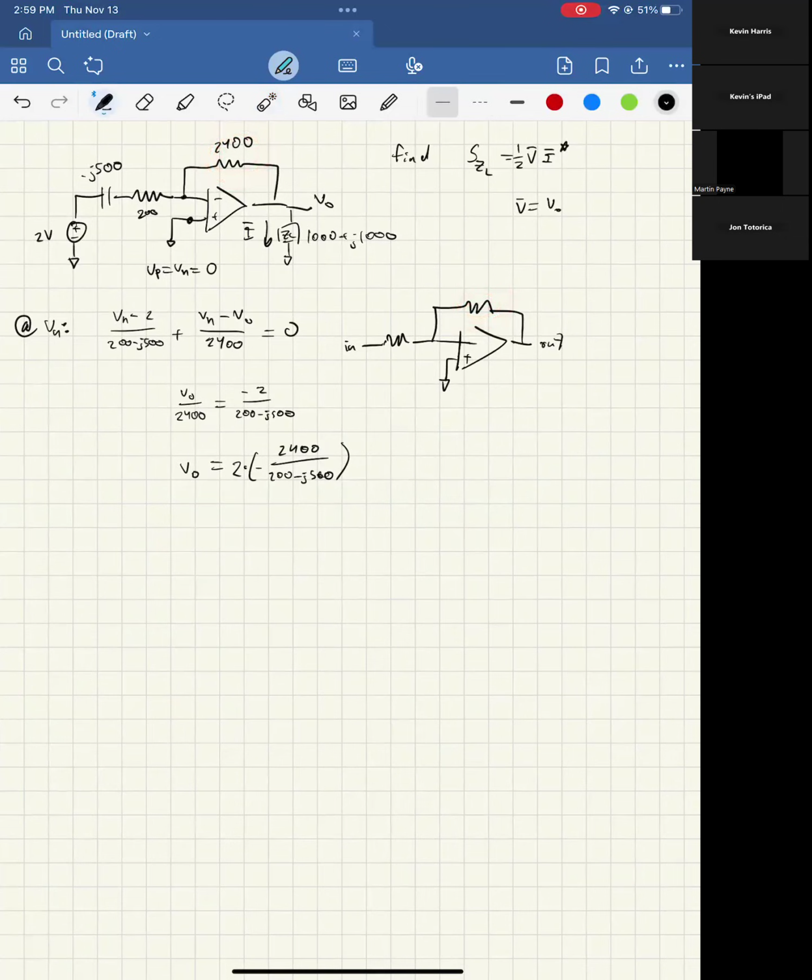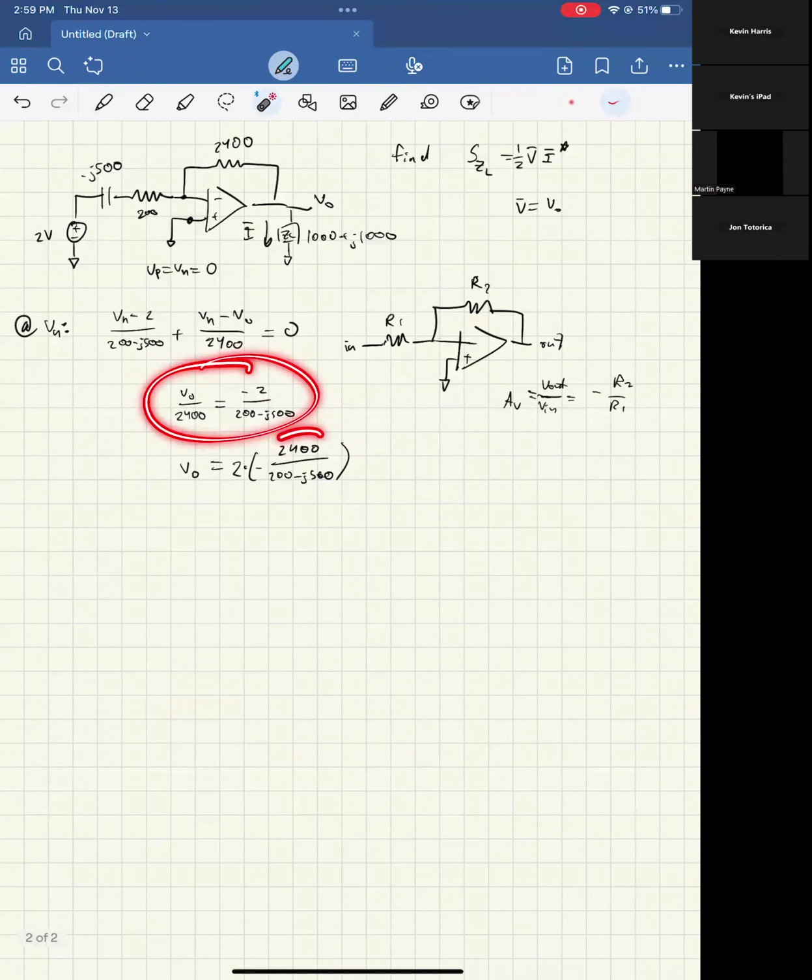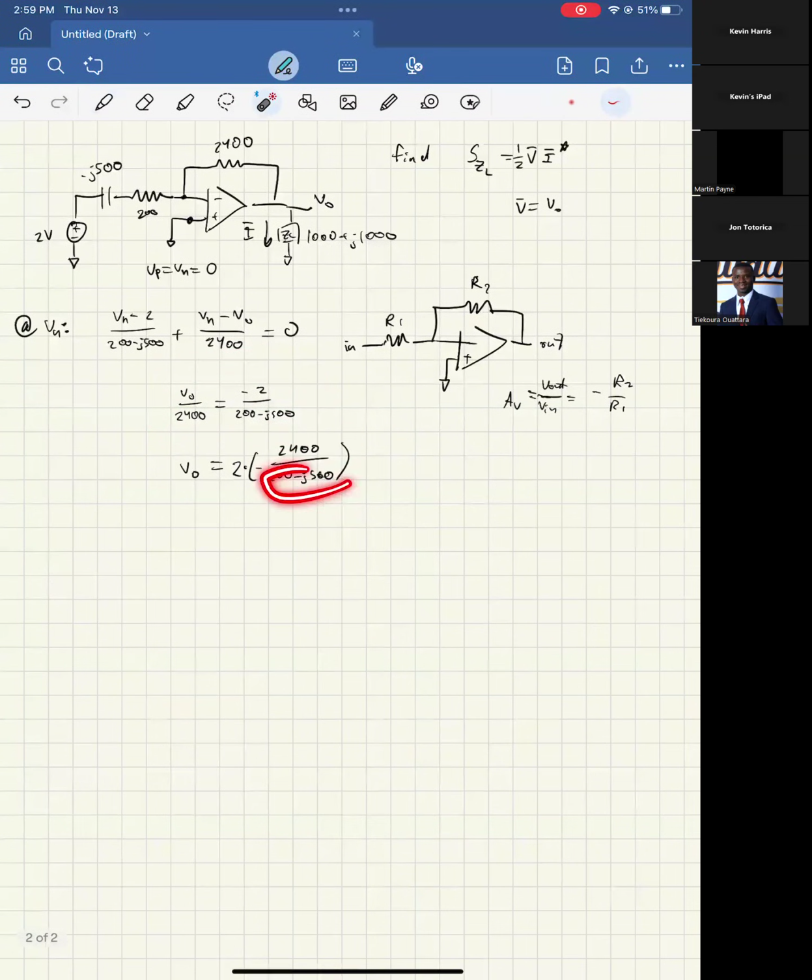And if we remember, the gain on this one, which was V out over V in, was negative R2 over R1, where this is R2 and R1. And in this case, if we look, wow, doing this math has gotten us to exactly the same place, where we have R2 and we have R1. So just goes to show everything still works exactly the same, right? So this is our V out.